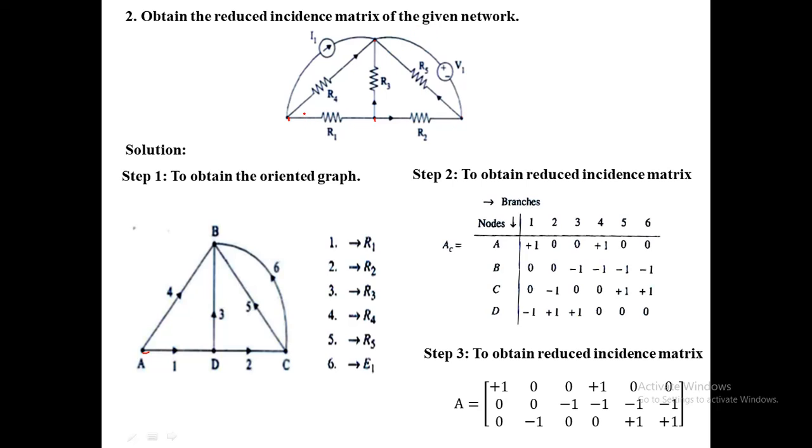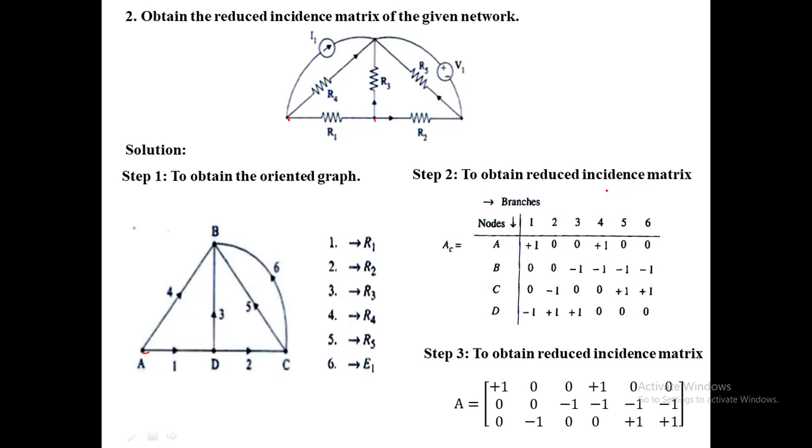Just we have to replace the components by a single line. This is one line, this is one line. Here no need to draw this one because this is a current source, we have to open this one. Next 3, 5 and 6. Anyway we have to put the direction. This is the oriented graph.